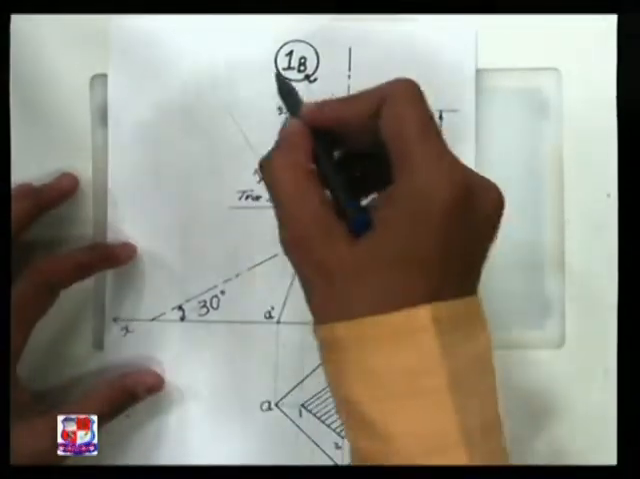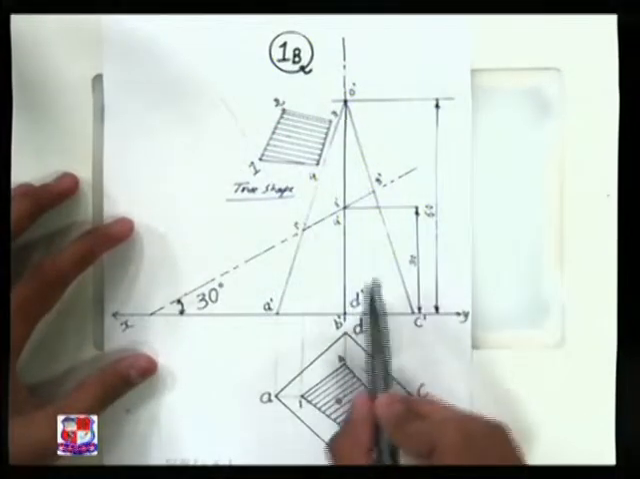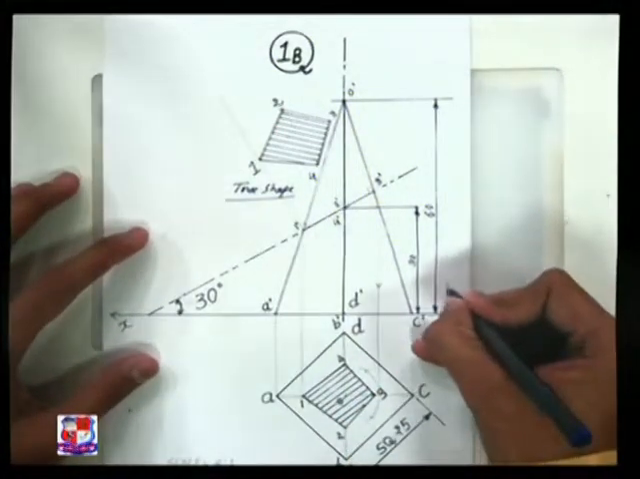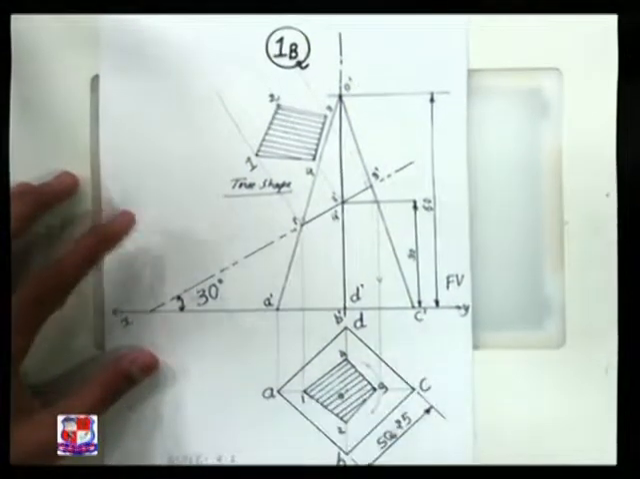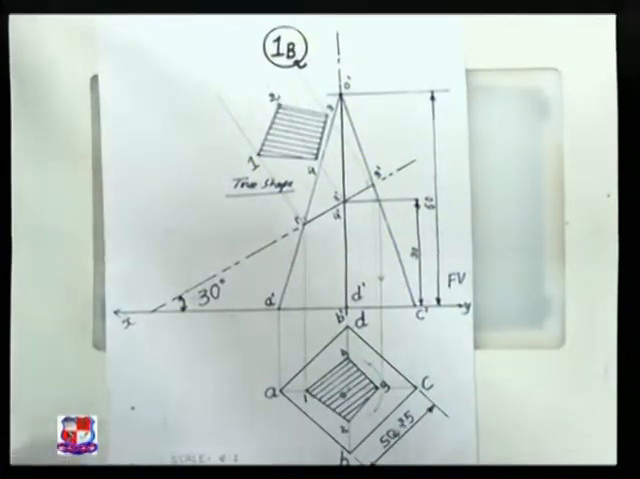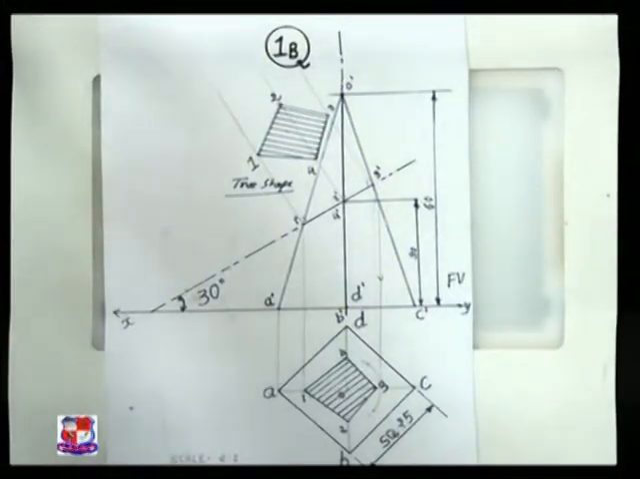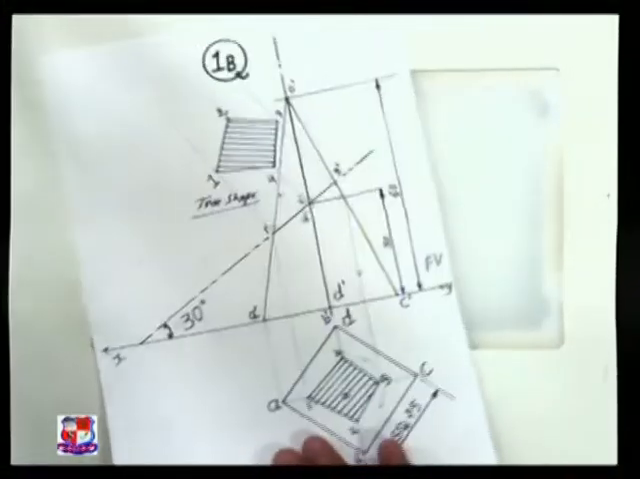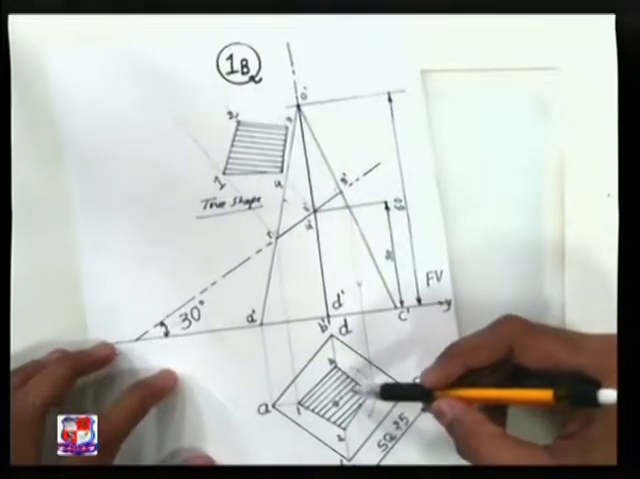So this is question number 1b, final answer, true shape of given section. This is front view. We can write here name of this view, front view, and this is top view. I hope it would be clear to you how to draw this problem. Now in this problem we should take care about one thing. 7 marks are there, so 3 plus 2 plus 2 would be distribution.